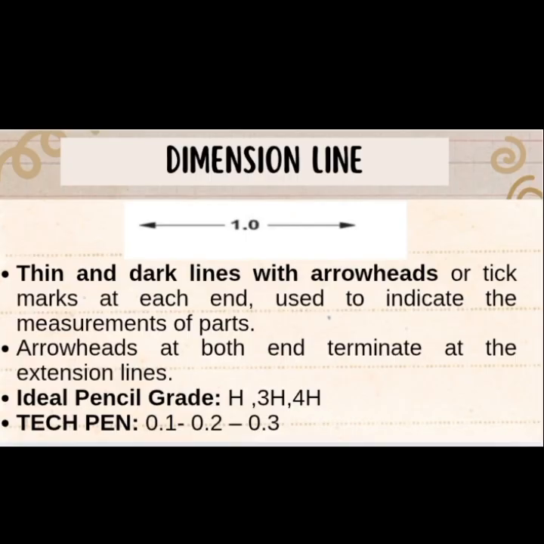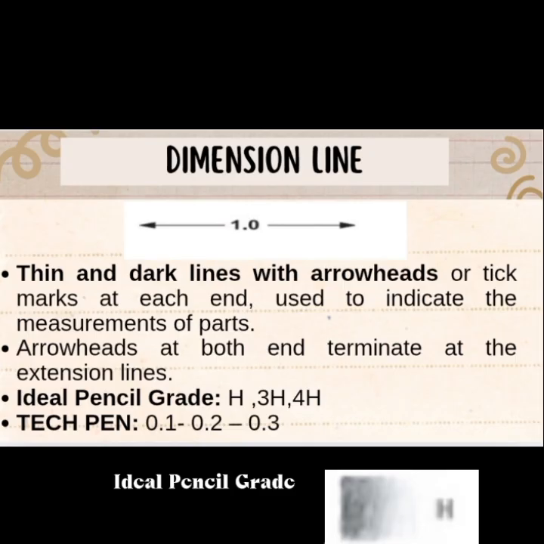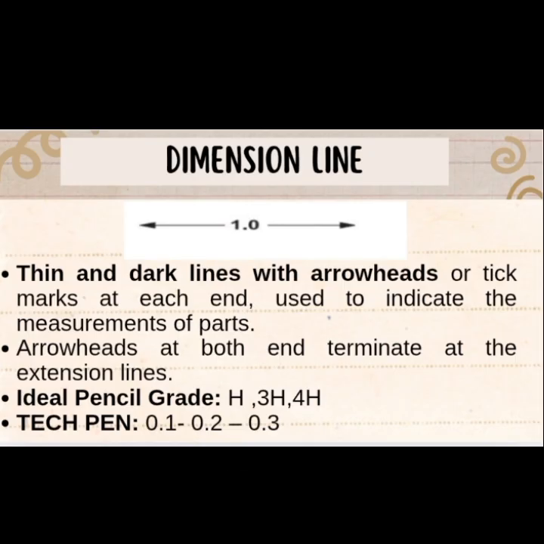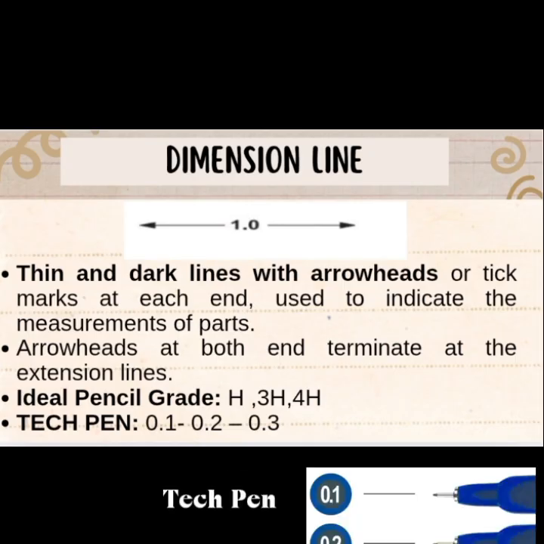Next is dimension line. Thin and dark lines with arrowheads or text marks at each end used to indicate the measurements of parts. Arrowheads at both ends terminate at the extension lines. The pencil is H, 3H, or 4H, and the pen is 0.1, 0.2, or 0.3.